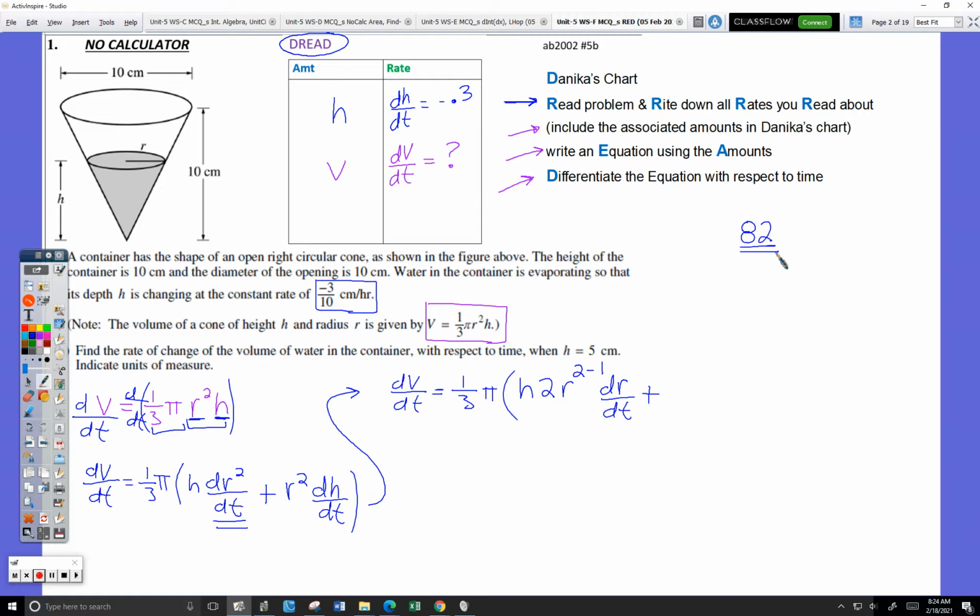Awesome. Got to finish here. R squared dH dt, that's it. So okay, I finished the algorithm. I have finished the algorithm.